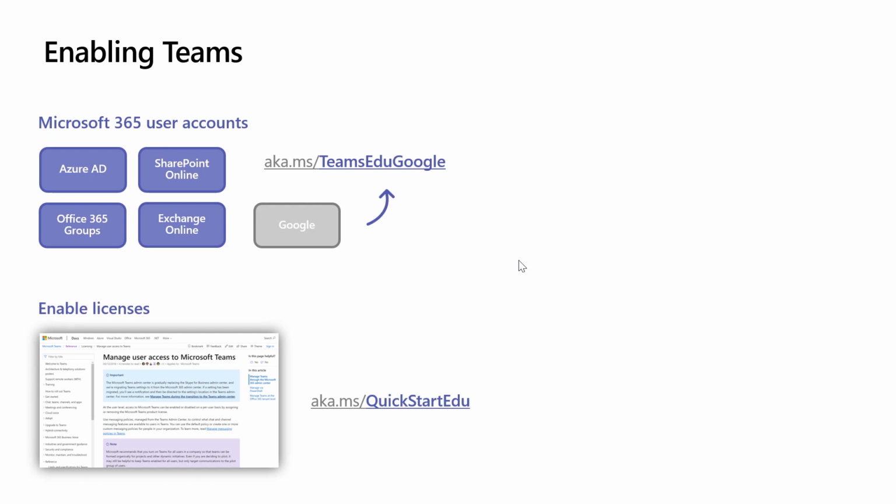And of course, like with everything in Office 365, we need to enable the licenses. We have it fully documented here on aka.ms/QuickStartEdu, but the first thing you need to do is enable licenses, turn on the service for your students, and then assign the licenses so that these services become activated.